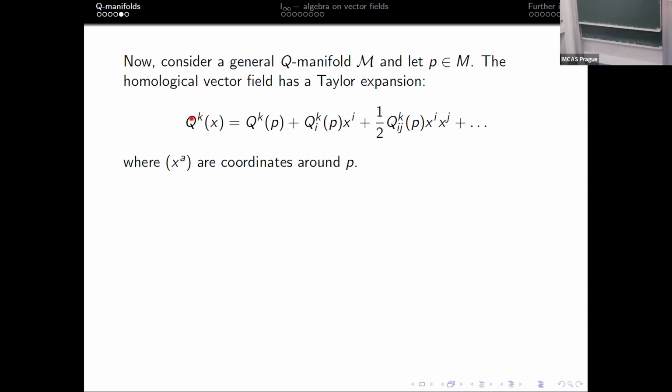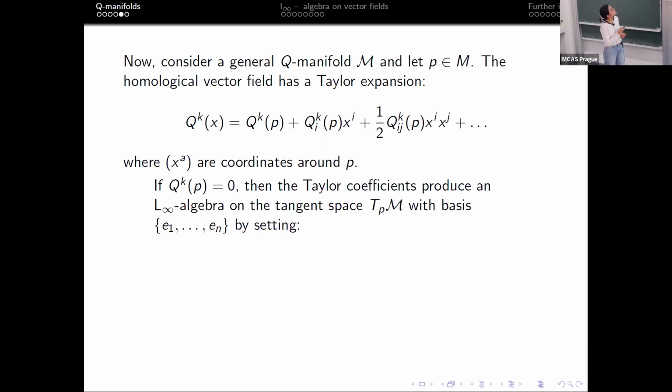So I just take an arbitrary point and make the Taylor expansion with respect to the local coordinates. So we will obtain, in general, a constant term, which is given by this expression here, Qk of p. If we are located in the zero locus of the Q field, this term vanishes. So in this case, from the coefficients of the Taylor expansion, we can define the L-infinity brackets.